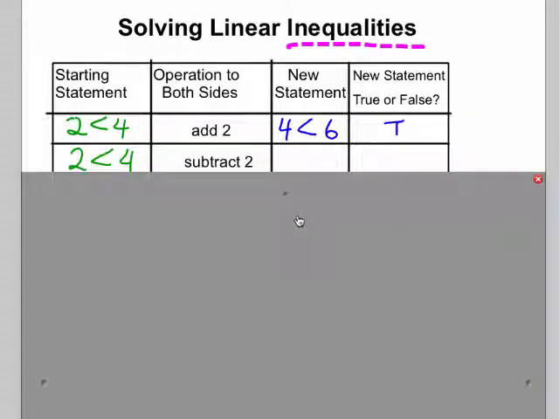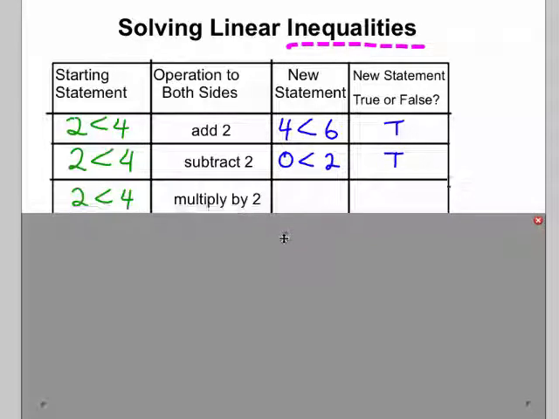All right, let's try subtracting. 2 is less than 4 is our starting statement. I'm taking 2 off of both sides, so that would be 0, and that would be 2, and there's my sign. I've got a new statement. Is it true or false? Is 0 less than 2? Yes, it's true.